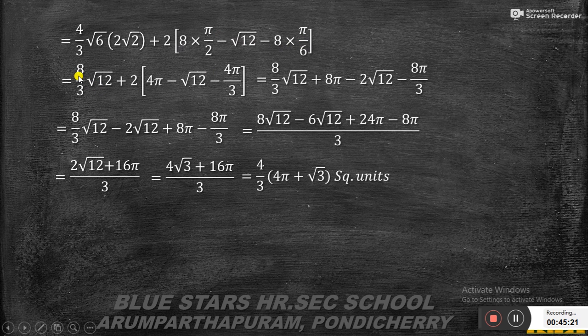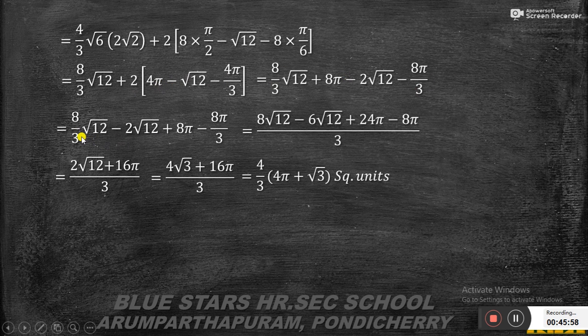So you see 8 into, we multiply 4 2s are 8 by 3, that means the root of 6 into 2 root 12, plus 2 into, here this 8, 2 divide the 8, so 4 pi minus root 12 minus 8, and 6 cancelled by 2, so 4 by 3 pi. So the next step 8 by 3 root 12 plus, just doing the cross multiplications, you multiply the 2 in the factor, so 2 into 4 pi is 8 pi minus 2 into root 12 minus 2 4s are 8 pi by 3.